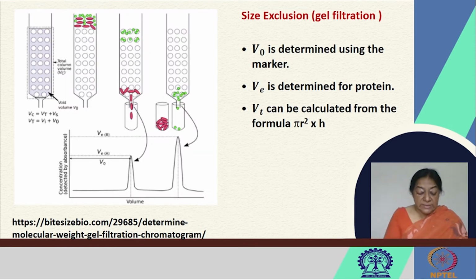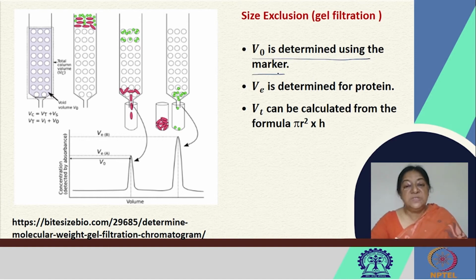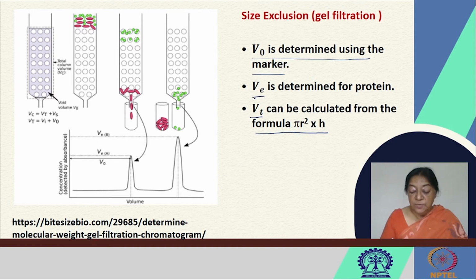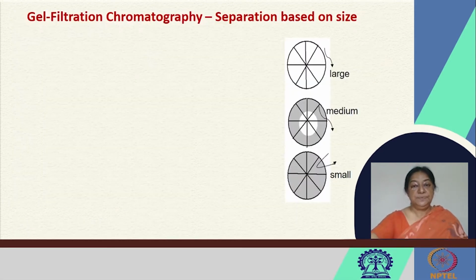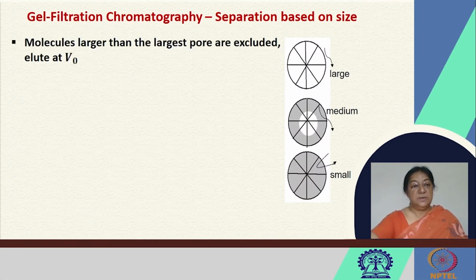So when we are looking at a system, we have the V0 that is determined by using a specific marker. Vt can be calculated from the formula for the volume of a cylinder, and the elution volume is determined for the specific protein of interest. So how is this accomplished? We have our specific expressions that we are going to come across. The molecules larger than the largest pore are excluded. So they would elute at V0 as they do not enter the pores of our gel matrix.